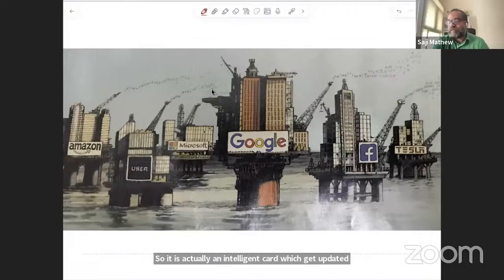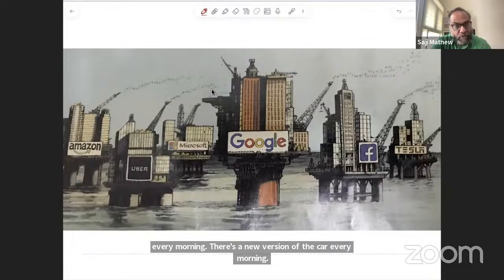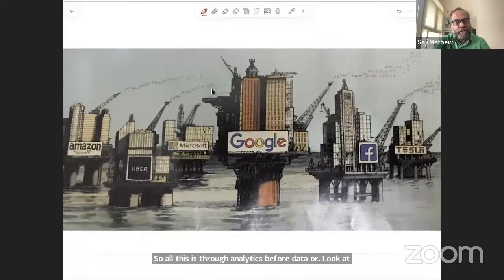Okay? There's a new version of the car every morning. So all this is through analytics, through data. Or look at Google. Google is making cars. Google and Apple are manufacturing cars today. So the idea of the automobile has changed from a mechanical device or a mechanical system to a computer on wheels, as they say today.